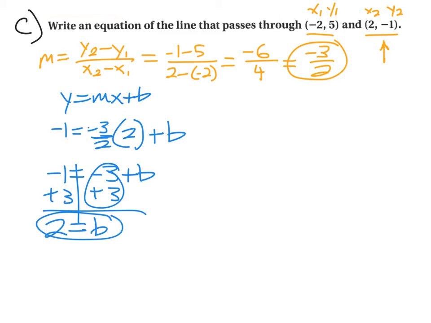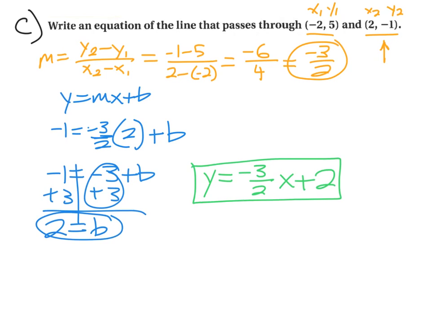So now we have our m, we have our b, and we just write our equation. Y equals -3 over 2x plus 2. And we're done with that one.